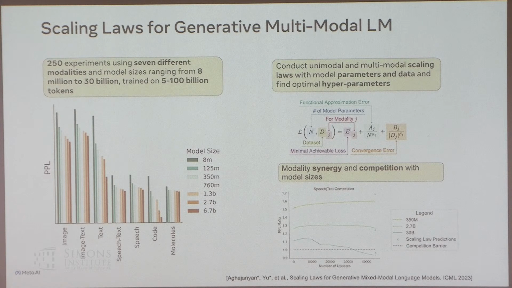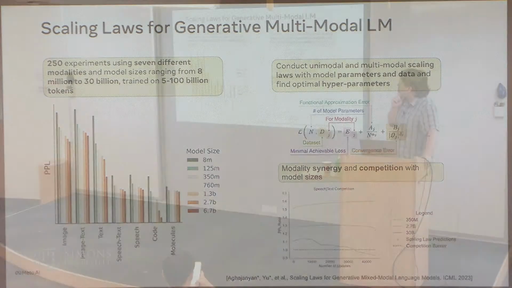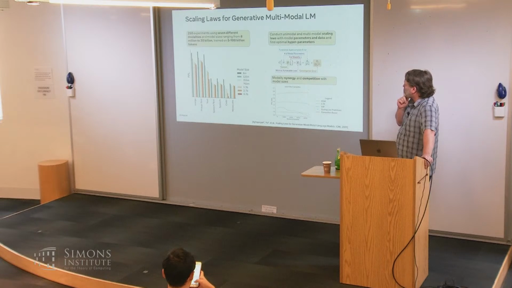But your data scaling is somewhat different from what I would expect from Chinchilla or something. Like maybe for 8 million you're using 5 billion, but for 30 billion you're using just 100 billion. That's right. I think these models are a little undertrained, but you get the compute budget you get. Therefore, these conclusions may.